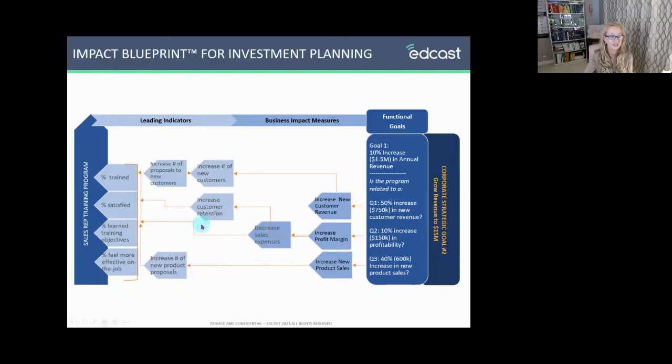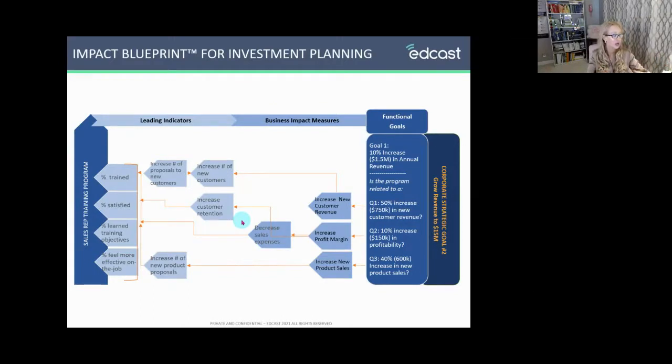I create these impact maps with organizations all the time. What we do is I work with the stakeholders to brainstorm what the metrics should be. And when they're talking, I will map them out. So you can do this in a room, right? With sticky notes on a wall.